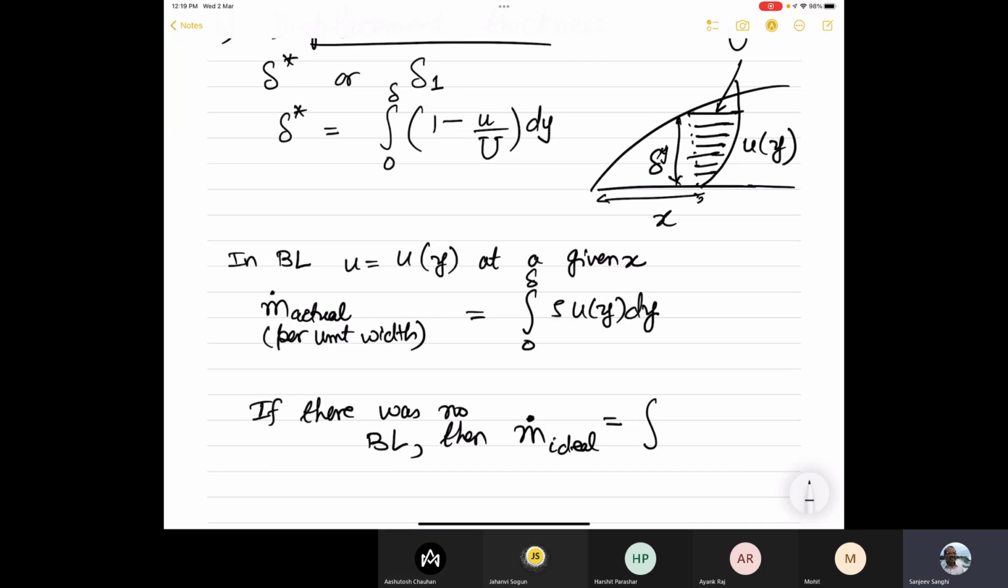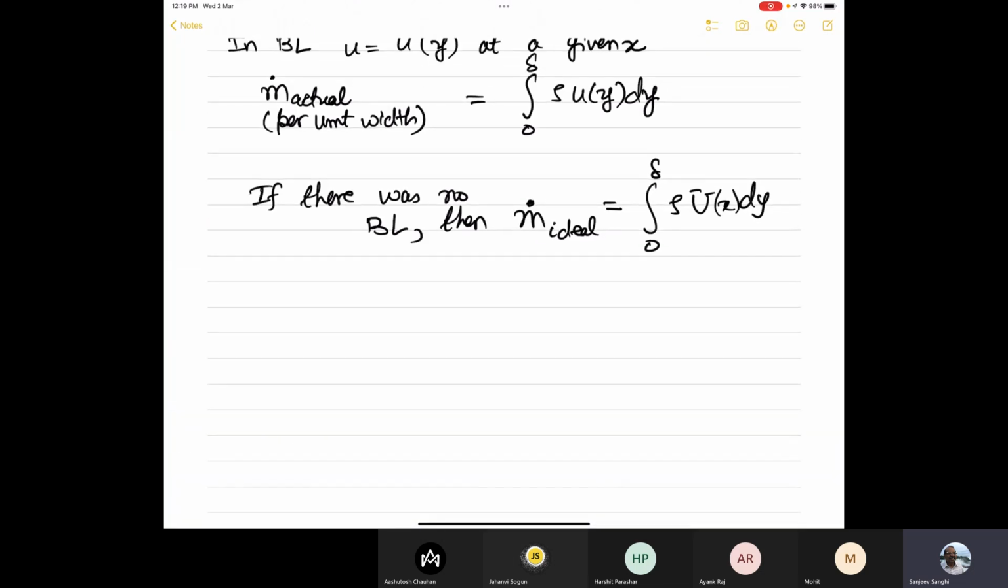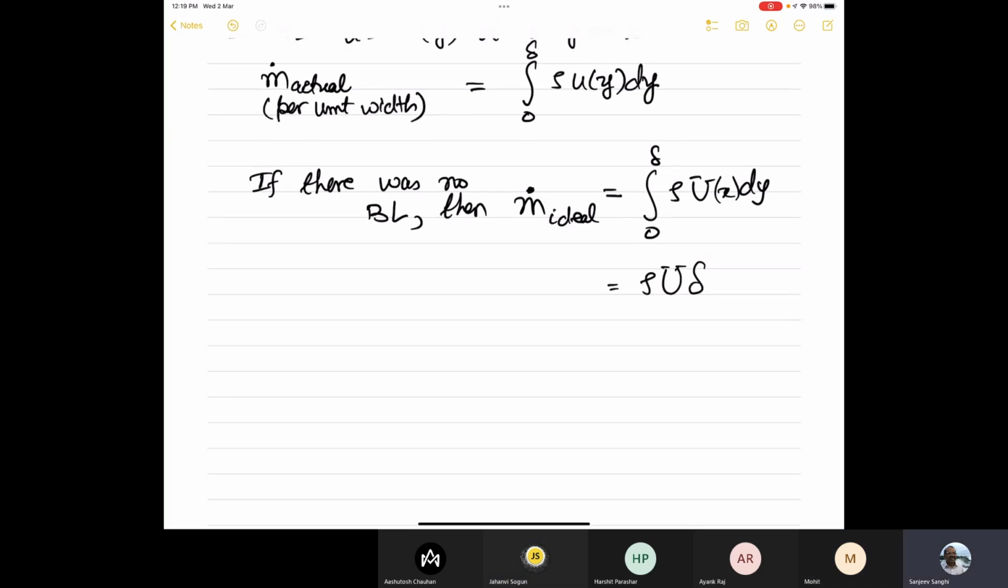What integral would it be? So u infinity into delta: rho times capital U dy from 0 to delta, and because capital U is only a function of x, this becomes equal to rho times capital U times delta. Is this clear to everyone? Yes, sir. Others also, I assume those who are quiet have understood.